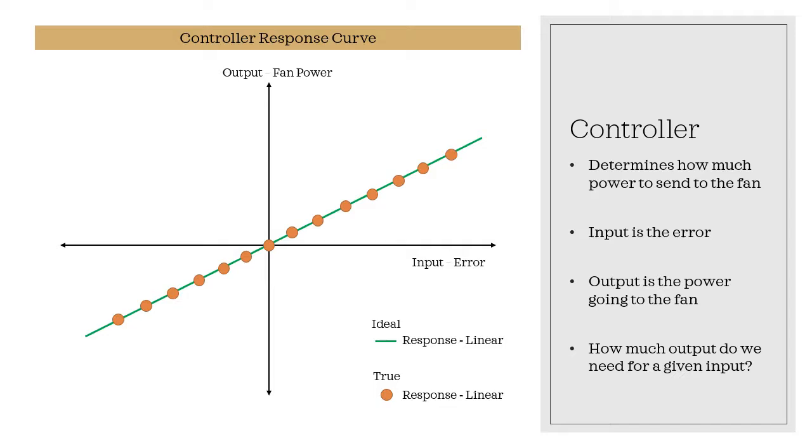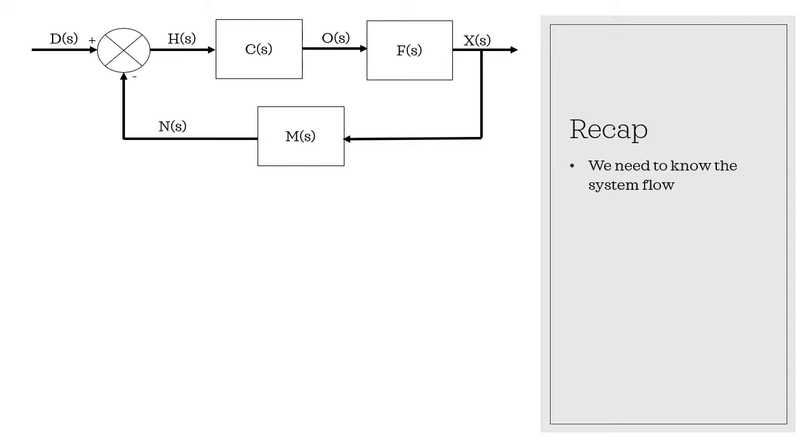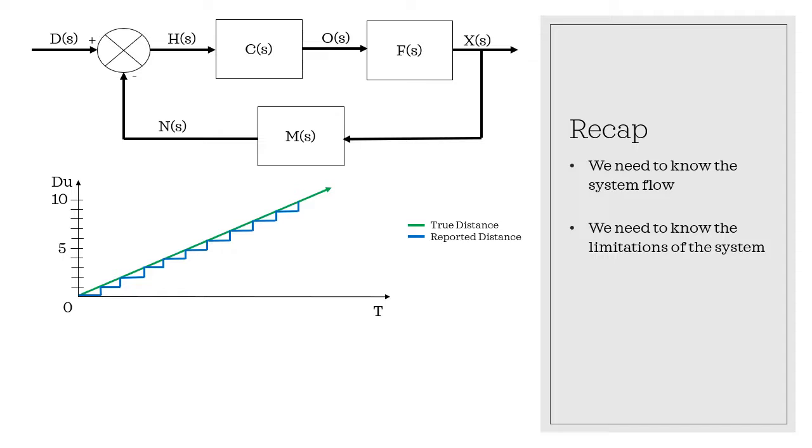So let's recap a little bit. We need to know the flow of our system when we're designing it. We need to know what we want and the steps we need to take to accomplish them. We need to know the limitations of our system. We know that we're going to be wrong most of the time, but how wrong are we, and do we need to do anything about it to make our goals happen?